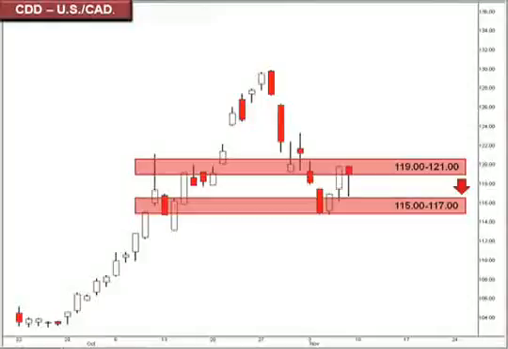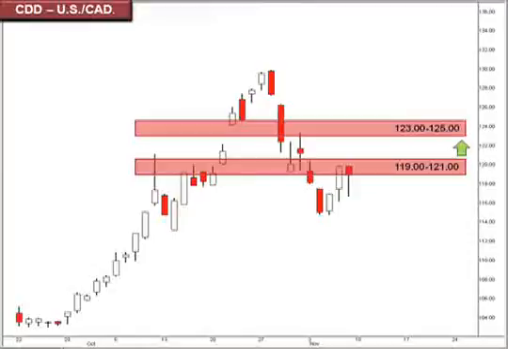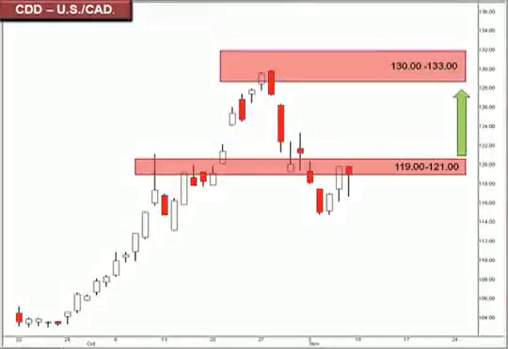At this point, any rejection here, and we're going to lower our downside projection to the 113 to the 115 area, recognizing that the pair value can still retest this focal zone and be at a technical support. A break back above this 119 to the 121 area would see us likely play to the 123 to the 125 focal zone as being your first near-term resistance, with an upside target, of course, back into this 130 to the 133 area.